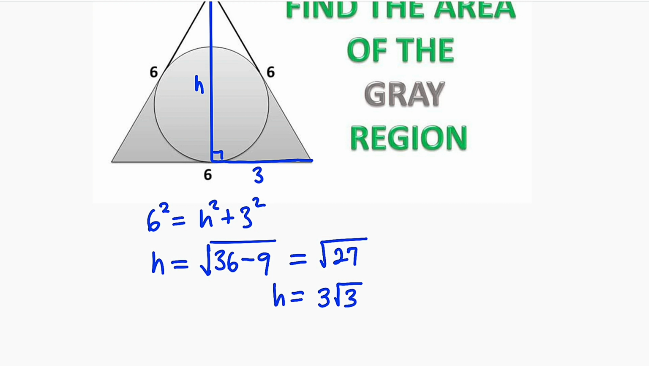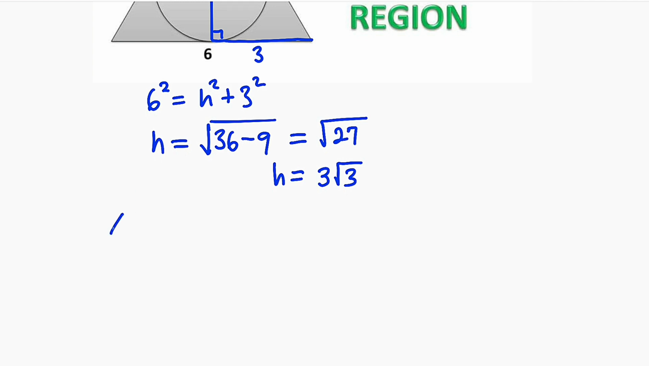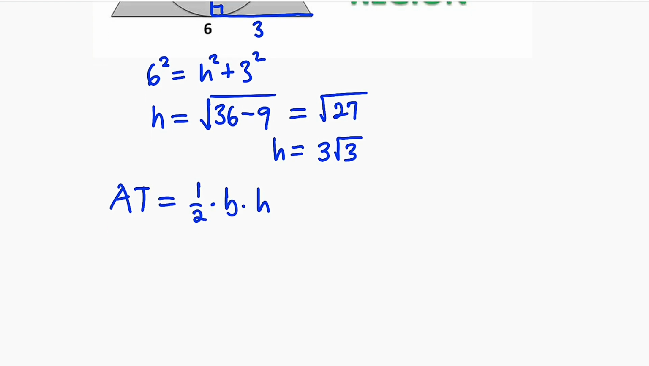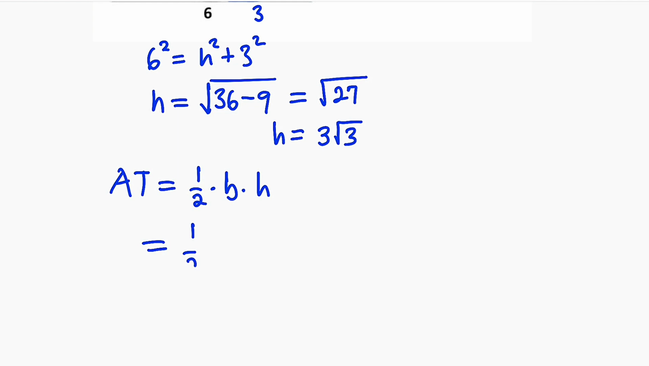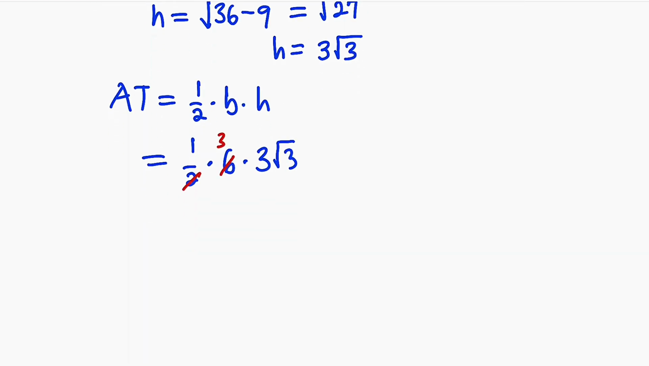Having obtained the height, we can apply the formula for finding the area of the triangle, which is half the base times the height. Area of the triangle is equal to half the base times the height. This is equal to half. The base is 6. The height is 3 root 3. 2 can go into 6 3 times. Finally, the area of the triangle is equal to 3 multiplied by 3 root 3, which is 9 root 3.